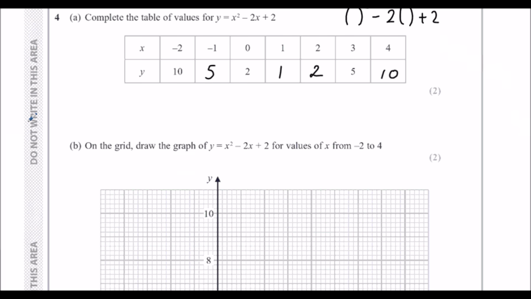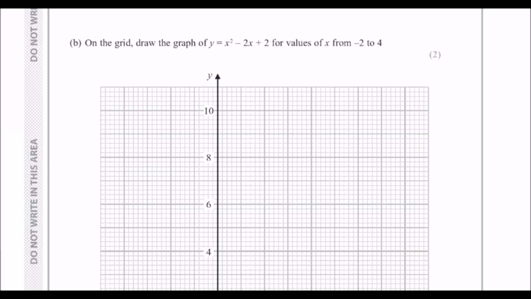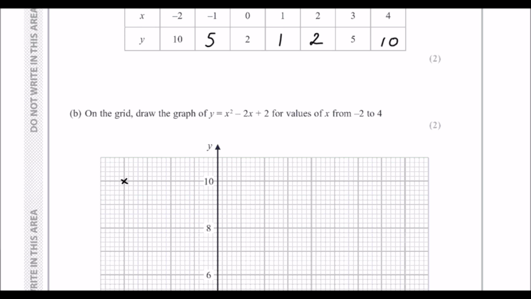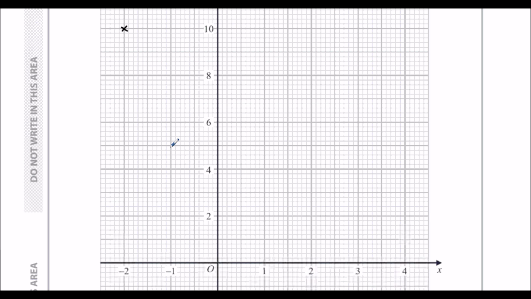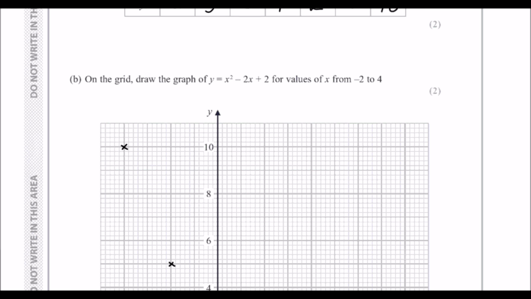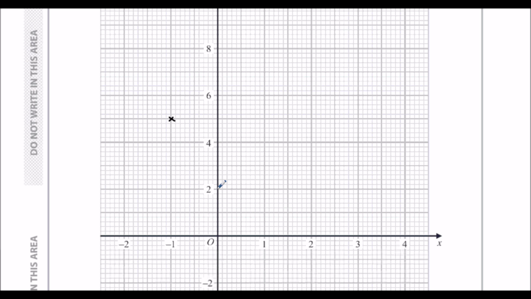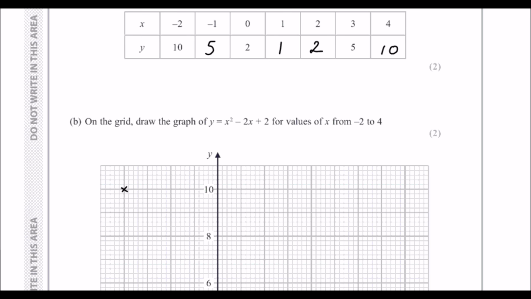So part B says, on the grid, draw the graph of y equals x squared minus 2x plus 2 for values of x from negative 2 to 4. So we're going to plot these coordinates. Negative 2, 10. Negative 1, 5. Zero, 2, and then 1, 1. And then it was 2, 2, 3, 5, and 4, 10.